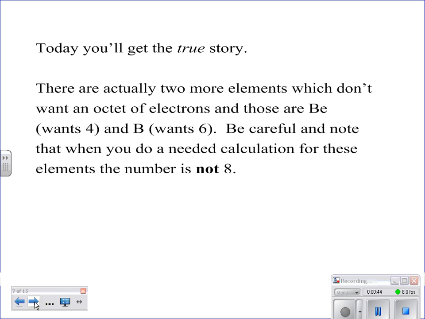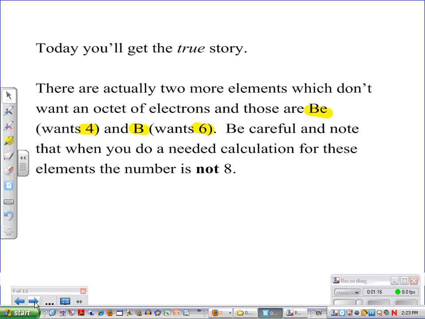And today is when I tell you that we kind of lied to you and did not tell you the whole story. Instead, we also have a couple other exceptions, and those would be beryllium and boron. So beryllium wants 4 and boron wants 6. I know at home you can't see, but I'm pointing to the periodic table, thinking about where hydrogen, beryllium, and boron are. So what they need is 2, 4, and 6. If you think about where they're at on the periodic table, that might help you remember these. So these are not 8, they're going to be a little bit different.